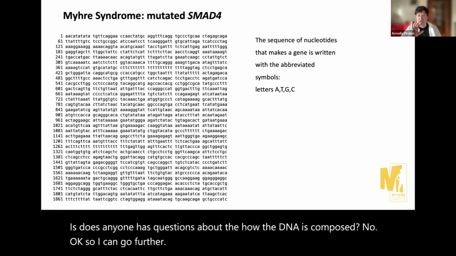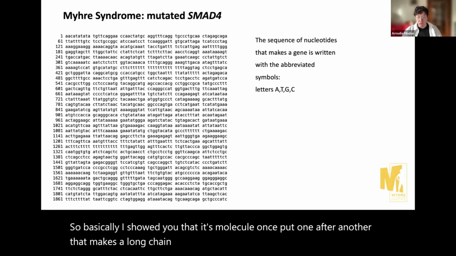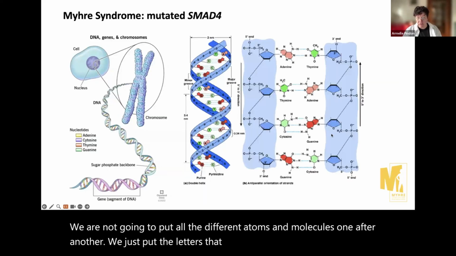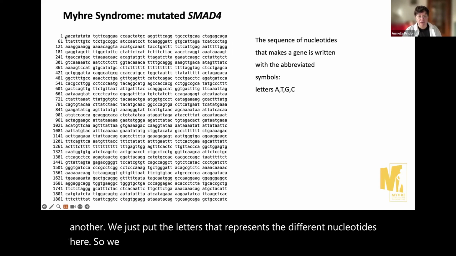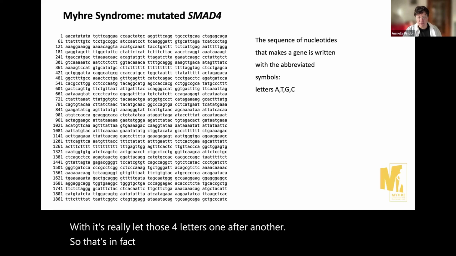So basically, I showed you that it's molecules put one after another that make a long chain. And when we study it, we are not going to put all the different atoms and molecules one after another. We just put the letters that represent the different nucleotides here. So we write it that way, really those 4 letters one after another. That's, in fact, the beginning of the SMAD4 gene that you see here.